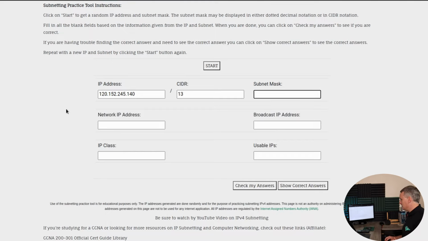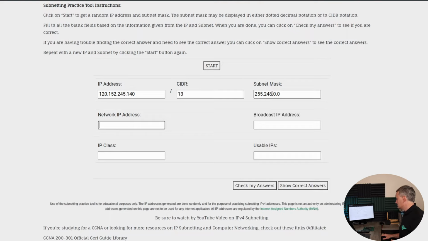Okay, so if the CIDR is 13, well, we're going to go 255. Now, let's go from 16 backwards, because if it was a /16, it would be 255, but we're going to work backwards from there. So 15 would be 254, 14 would be 252, and then 13 would be 248.0.0.